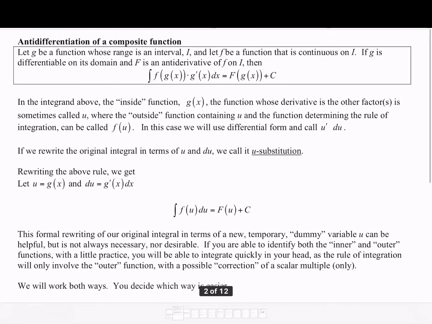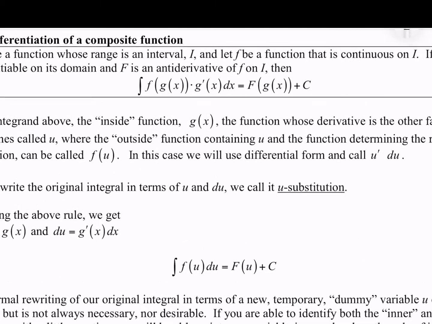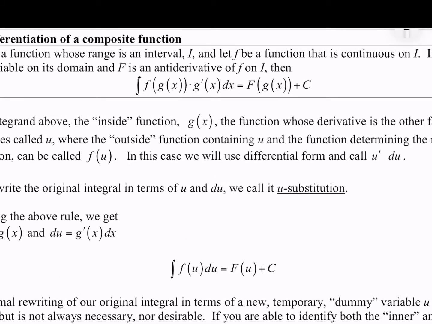So the antidifferentiation of a composition function, or a composite function, just like we said before, if we have an outside function, an inside function, and then everything else should be the derivative of the inside. Okay, so that is basically a function that has been chain ruled, right? Outside function, inside, times the derivative on the inside.